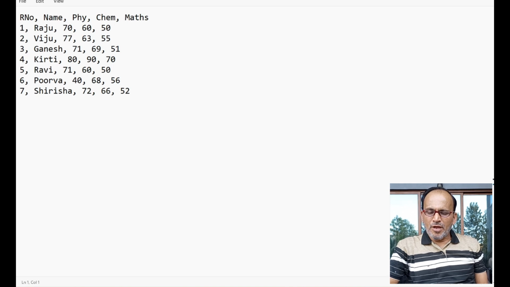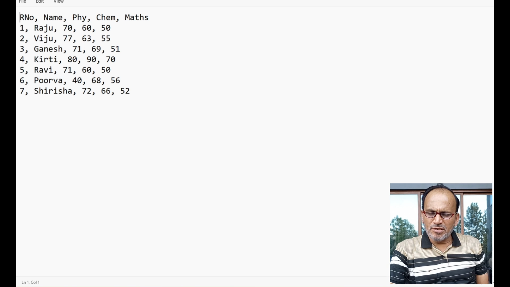Hi. Many times data is not readily available in Excel. It resides in some other source file. For example, you can see here a text file. In fact, it could be called a comma separated value file because as you can see, after each word there is a comma. Roll number, comma, name, comma, physics, comma, chemistry, comma, maths. And then there is a change of line.